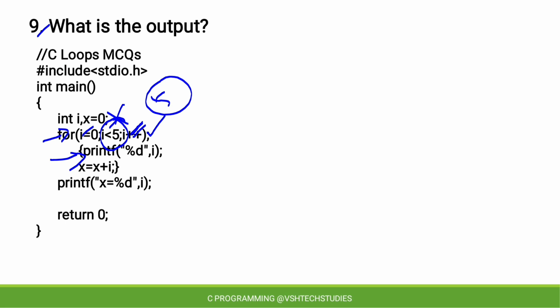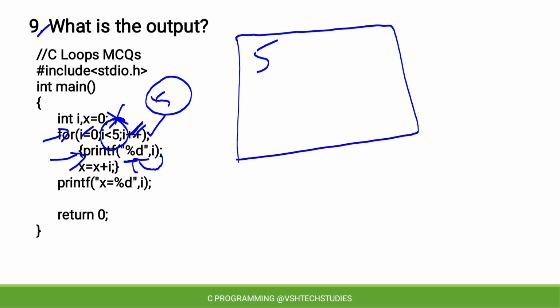So here printf with %d prints the I value. That is why on the monitor 5 is printed. In the next line, x equal to x plus I. So x was 0, 0 plus I means 0 plus 5, that is kept back in x. So x is made 5 now.